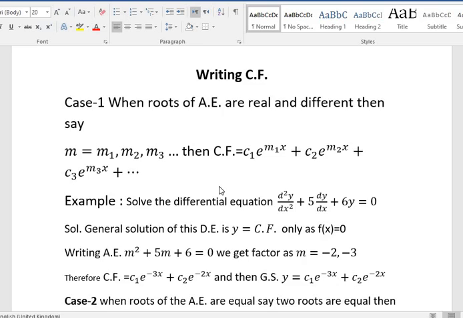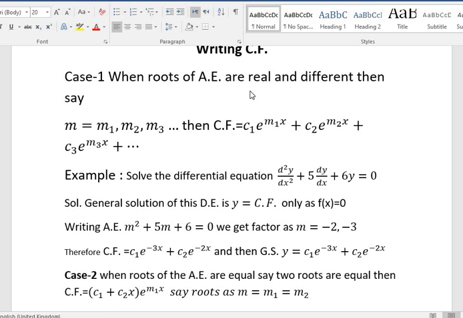What is the meaning of this? How can I understand this? What is the meaning of real roots and different roots? I am going to give you one example for this case. Solve the differential equation d2y/dx2 plus 5 dy/dx plus 6y equal to 0. What is the general solution of this?